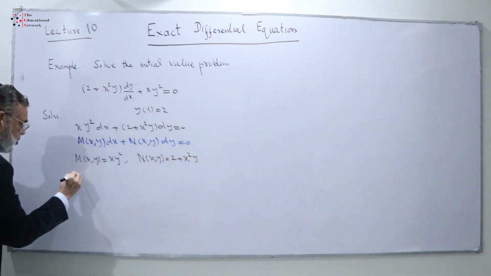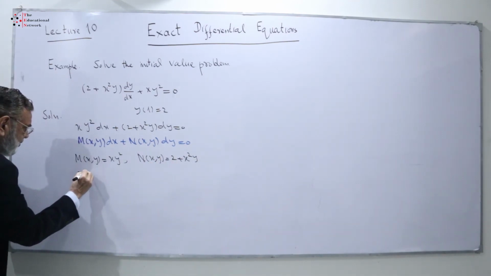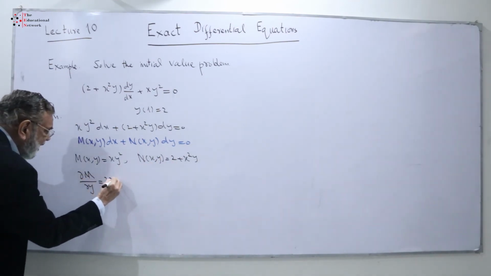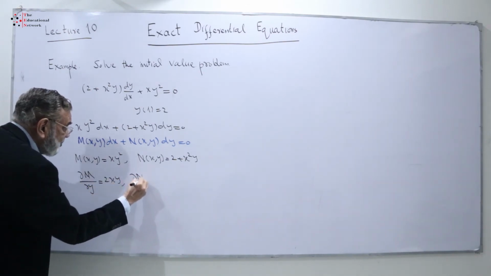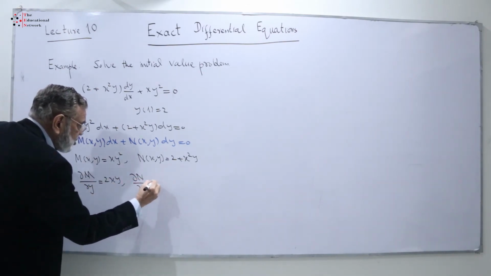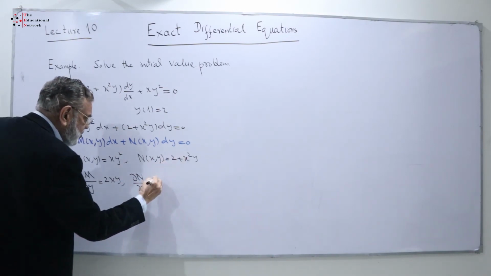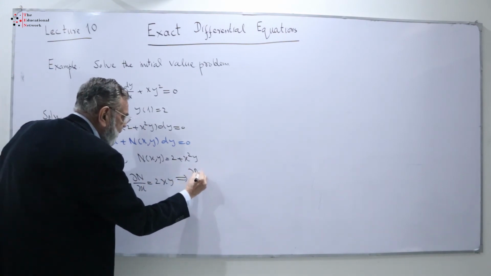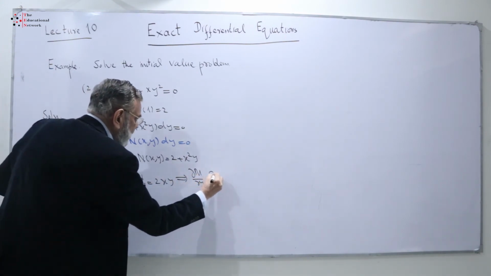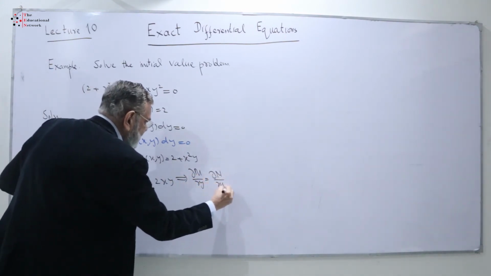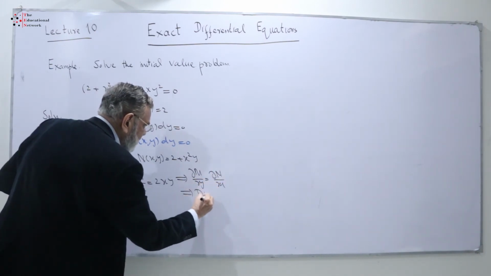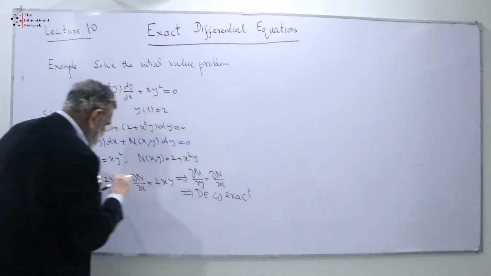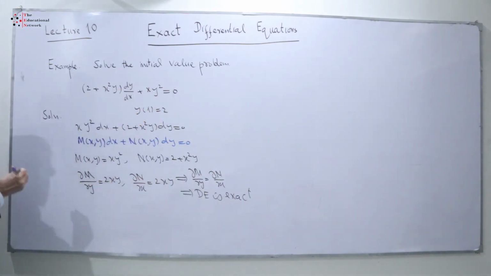Now we take derivatives to check whether this is an exact differential equation or not. Partial M by partial y is equal to 2xy, x is constant, and partial N by partial x is equal to 2 is 0, constant 0, we get the derivative of x square y, 2xy. So this implies that partial M by partial y is equal to partial N by partial x, and this implies the differential equation is exact.